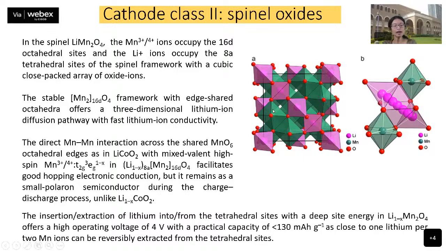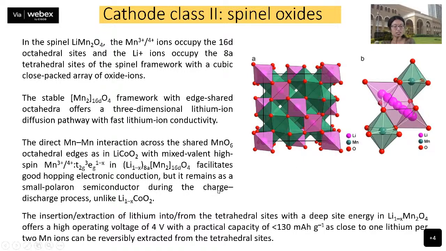So ultimately, what you have over here is a direct Mn-Mn interaction across the MnO6 octahedral edges, similar to what you find in LiCoO2, so the electronic conductivity of this material is also quite high. If you look at this structure, you will not be able to make it out, so I have given a rotated view. You can see how the lithium ion is arranged, and this provides a channel for the movement of the lithium ions.